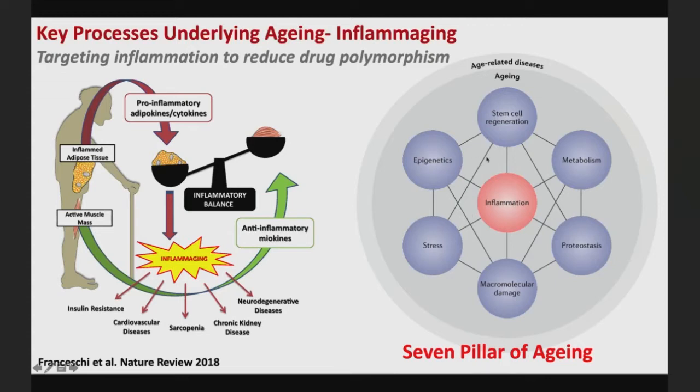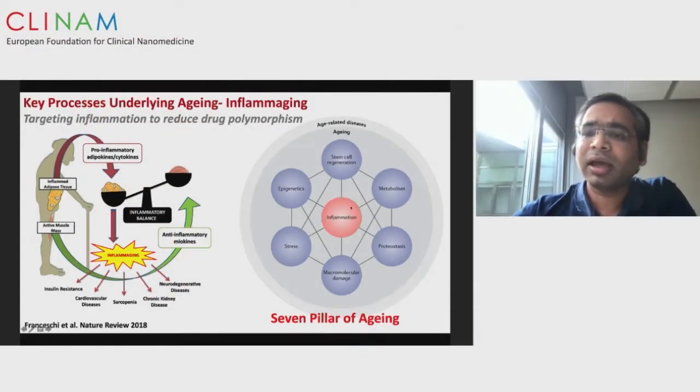And the way the community has targeted these age-associated or aged cells is by targeting the epigenetics, or the metabolism, or the macromolecular damages. But the central outcome of all these changes is an increase in inflammation.